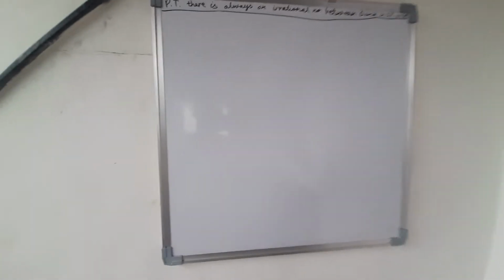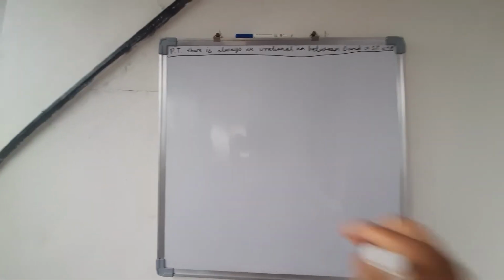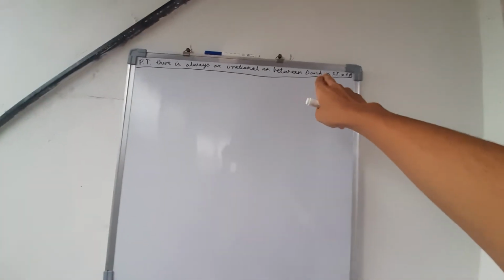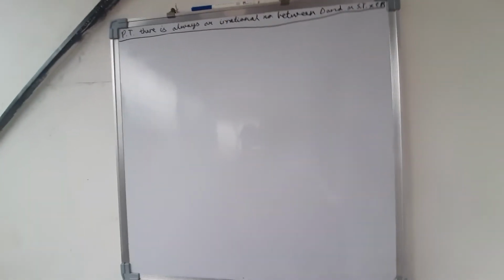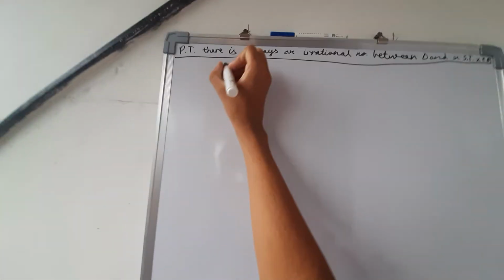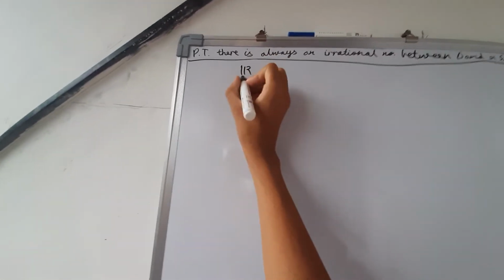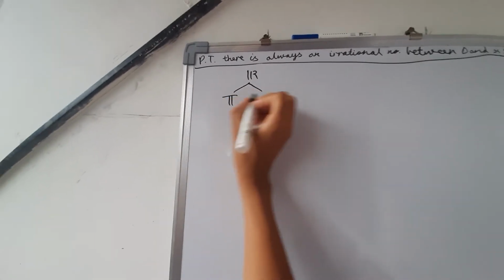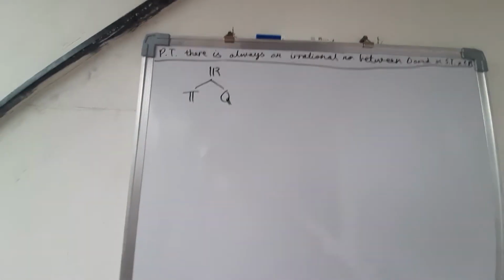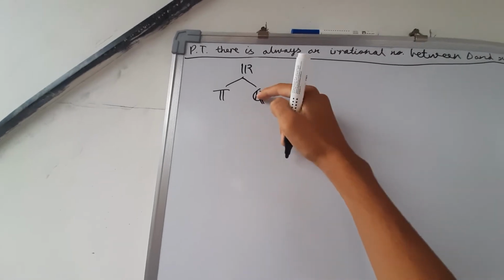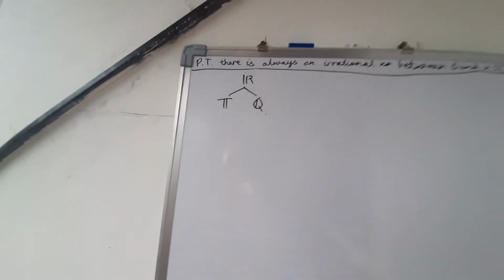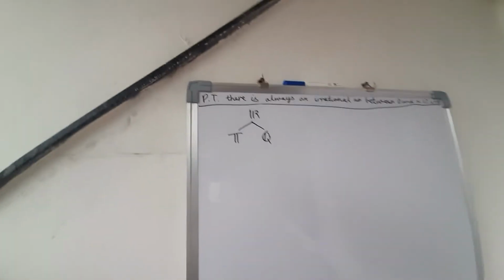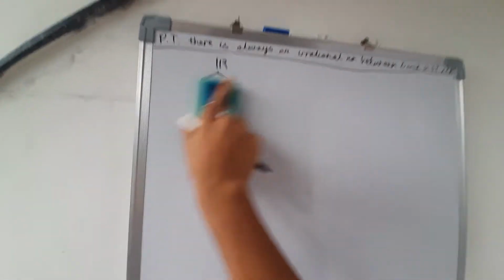Okay. So our task is to prove that there is always an irrational number between 0 and x such that x is an element of the real numbers. If you don't know, the real numbers are divided into two parts, the irrational numbers and the rational numbers. That's basically the bigger thing that we're going to be using today, right? Okay, so I'll rub this off.